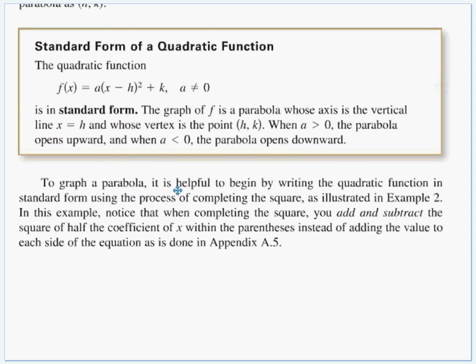To graph a parabola, it's helpful to begin by writing the quadratic function in standard form using complete the square. That's why we did that back in chapter P. When am I ever going to need to complete the square? Well, when you're finding the vertex of a parabola, it comes in pretty handy. And then it says, in this example, note that when we complete the square, we're adding and subtracting the square of half the coefficient of x, and we'll go over that here in a minute.